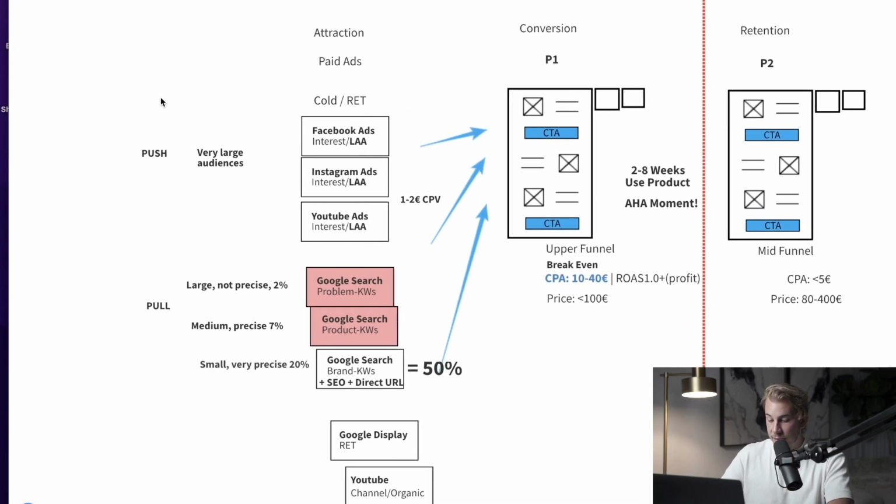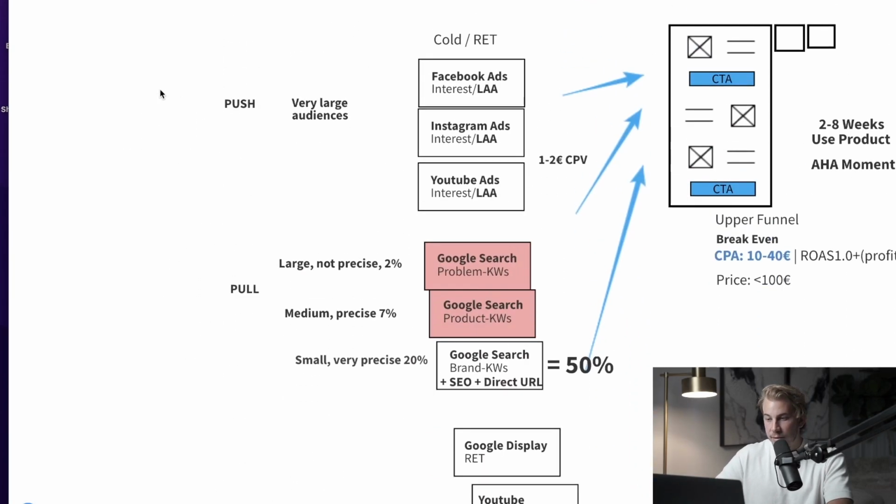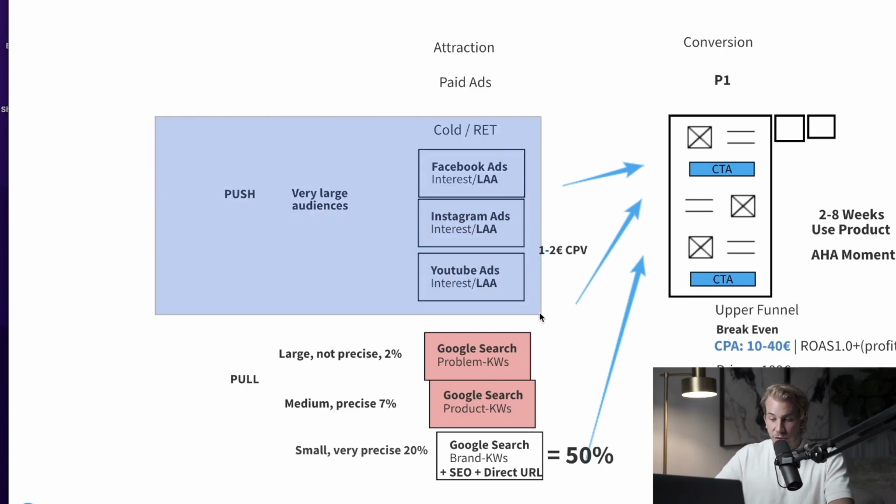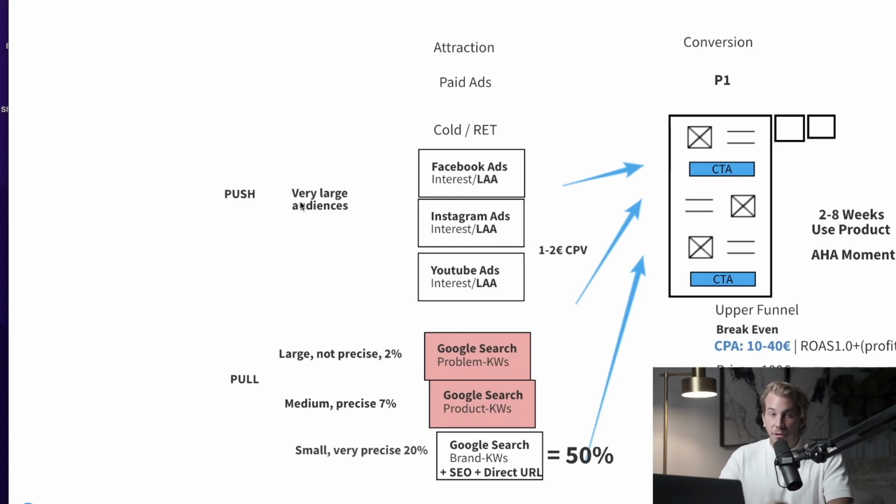So let's have a look at the different paid ad channels, attraction methods. The big ones that are most relevant right now are Facebook ads, Instagram ads, and YouTube ads, which are considered push marketing channels. These channels have very large audiences, and if you master them and you have some product and some business that really works on these channels, you can scale to seven, sometimes even eight-figure yearly revenues pretty quickly, like we've shown, and we've done it in the past.